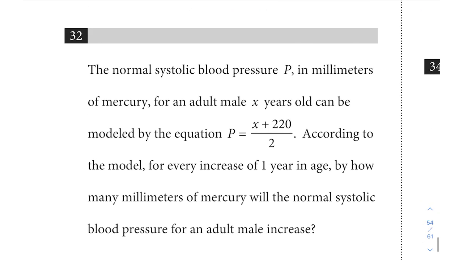8 times 70 is 560. 600 plus 560 is 1160. If you're not comfortable with the math, keep in mind this is the calculator section. All right, tackled 31. Let's go ahead and look at 32.